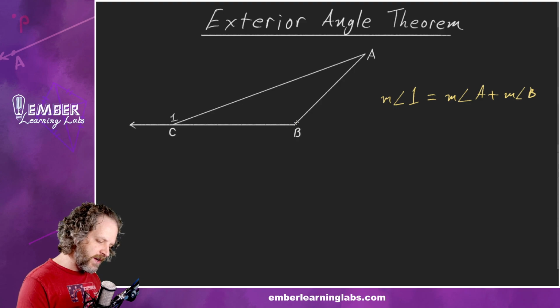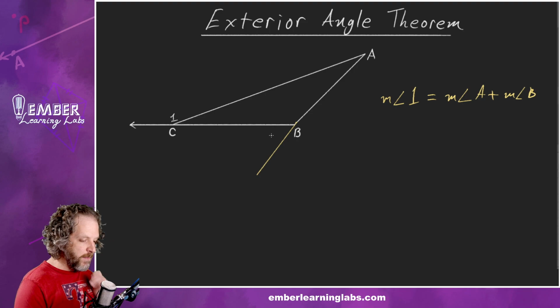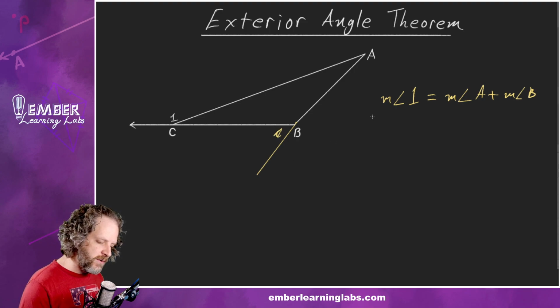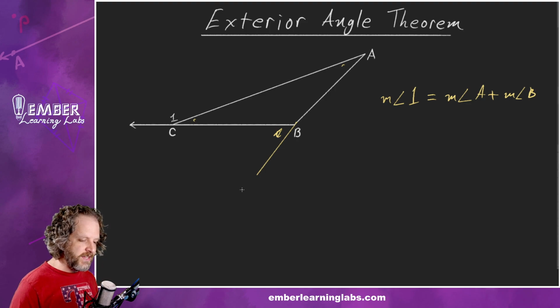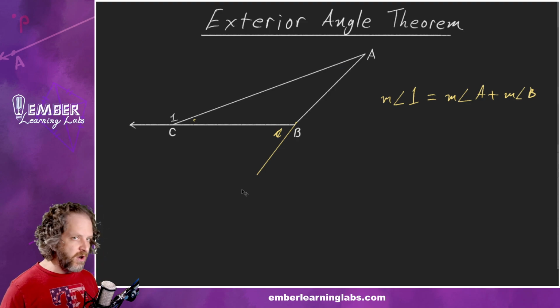So like if we extended this angle out, I know that's not straight, but this one right here would be equal to the sum of these two that are opposite it, right? So that's going to be true all over the place.